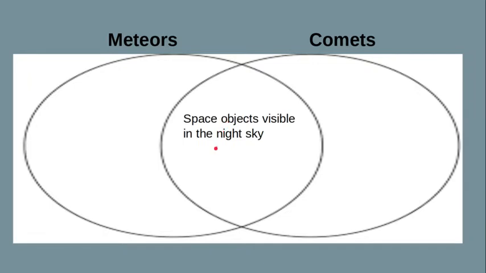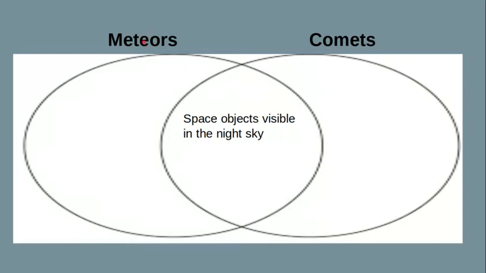All right, they are both space objects that can be visible in the night sky. So I showed you a picture of the comet and its tail. And then if you've ever seen meteors, sometimes look like falling stars or a meteor shower is when you'd see many meteors falling in the sky or appear to be falling in the sky.